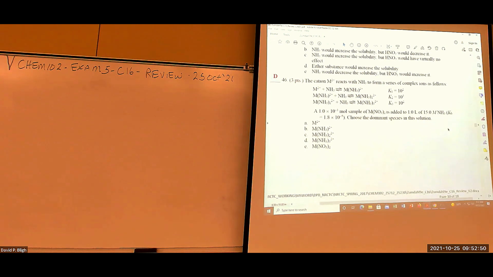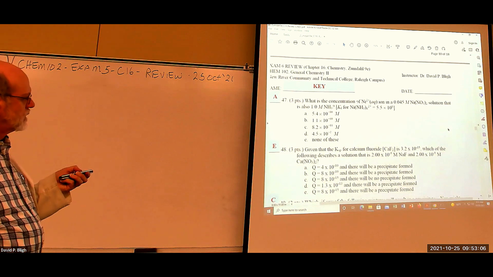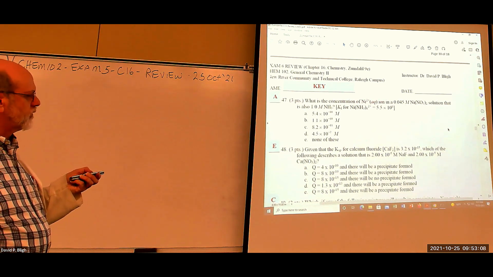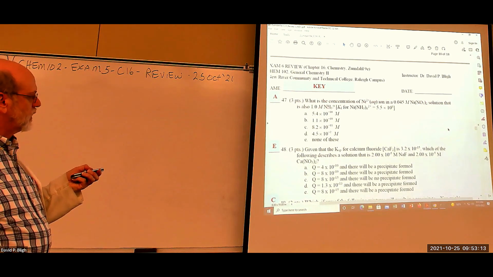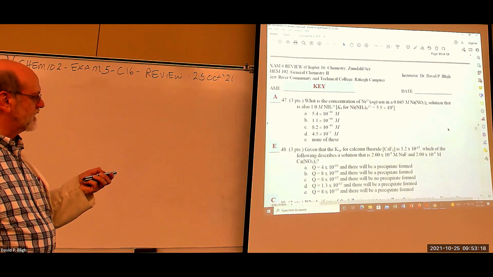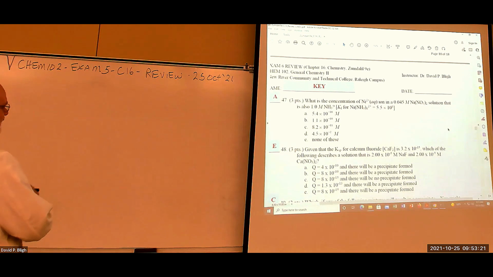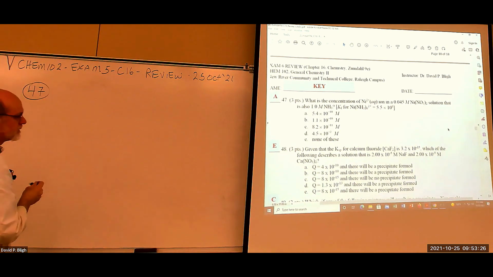Okay, 47. What's the concentration of nickel 2 plus in a 0.045 molar nickel nitrate solution that is also 1 molar ammonia? And the Kf for this compound here is 5 times 10 to the 8.